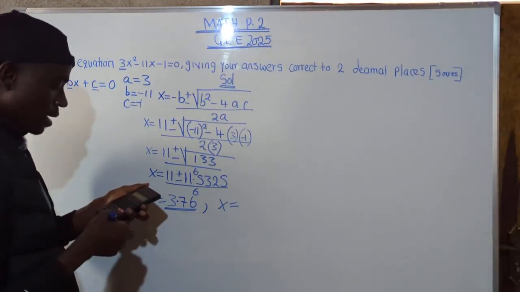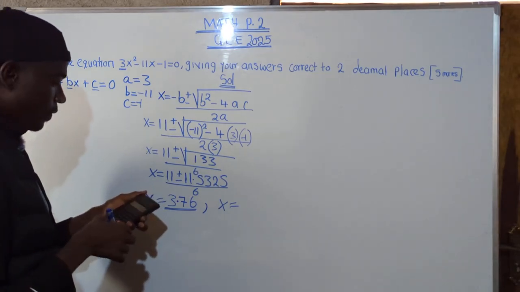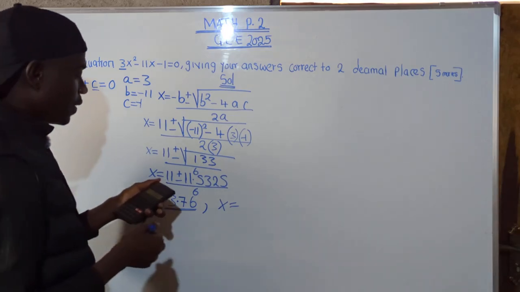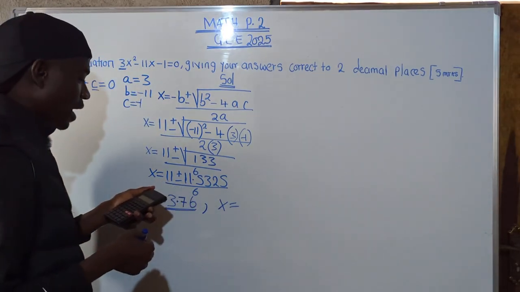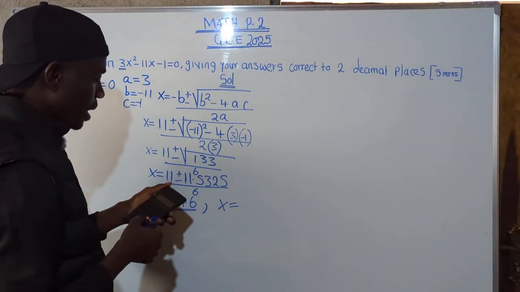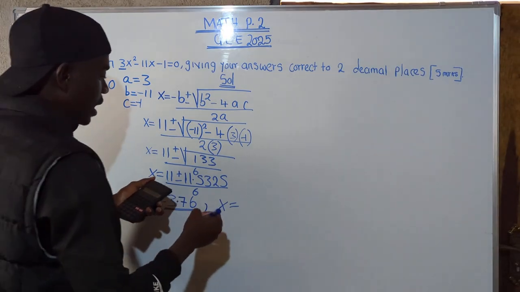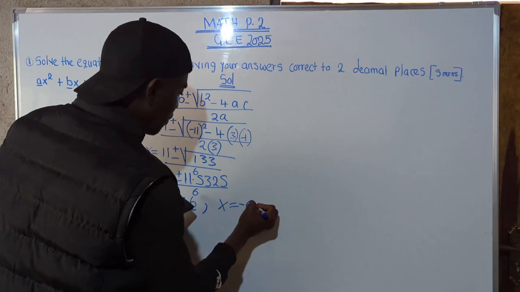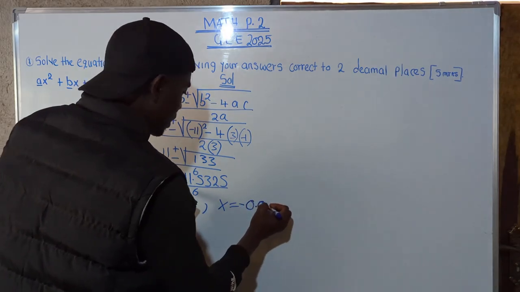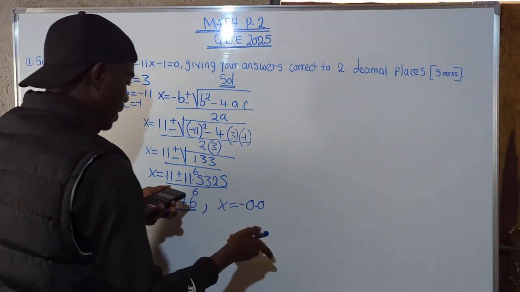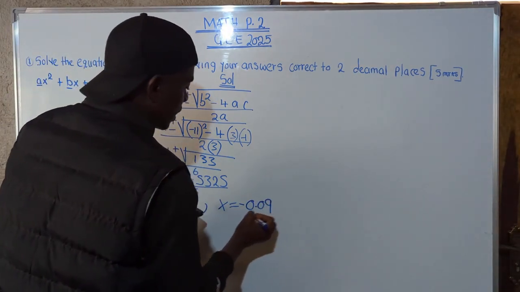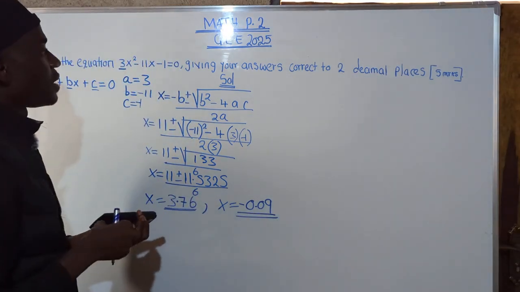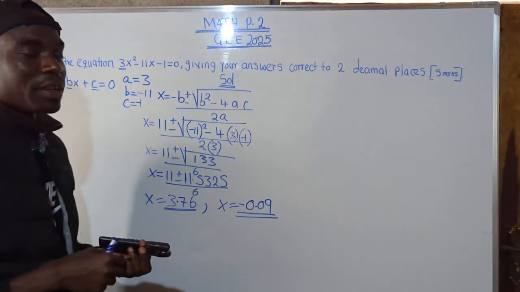Then from there, you can say 11 minus 11.5325, which is going to give you negative 0.5325. Then you divide by 6. And then you are going to get minus 0.0. Okay, so this is correct to 2 decimal places. Then this is supposed to be a 9. Okay. So basically, these are the values that you are going to get for this particular question.